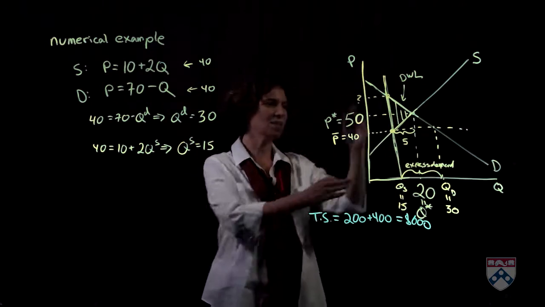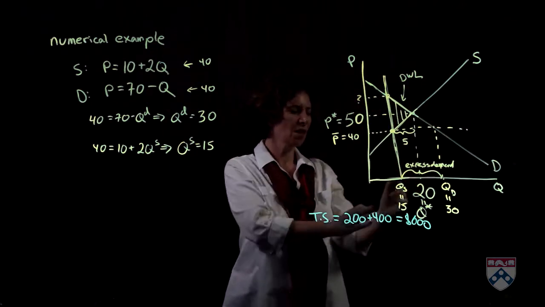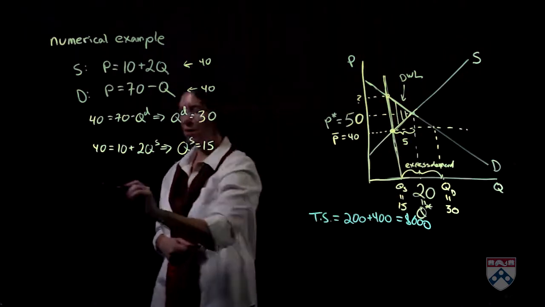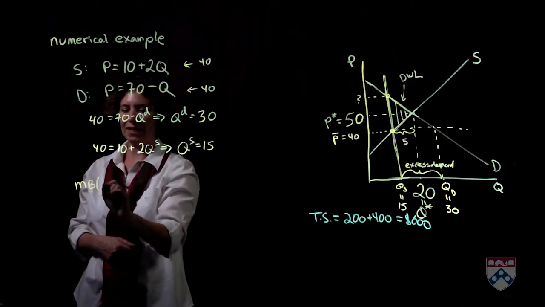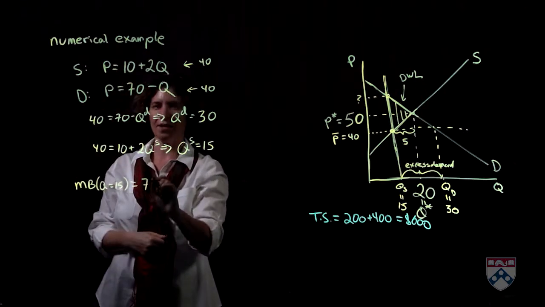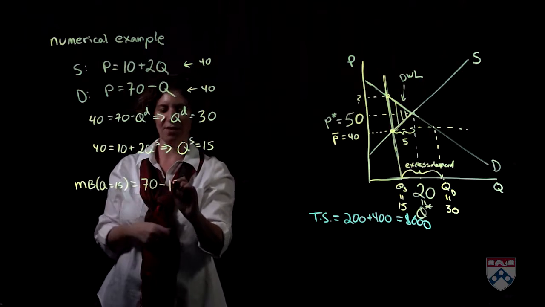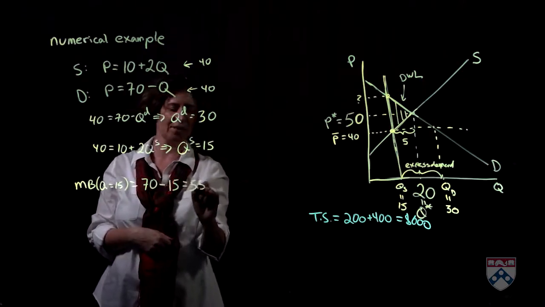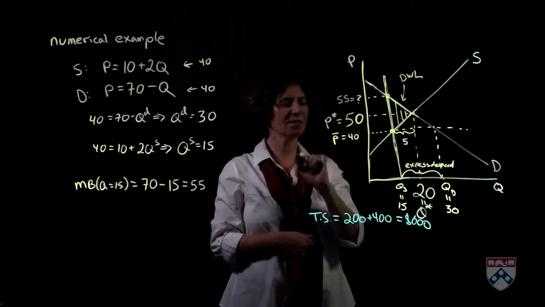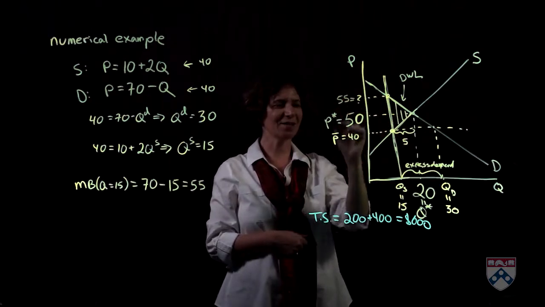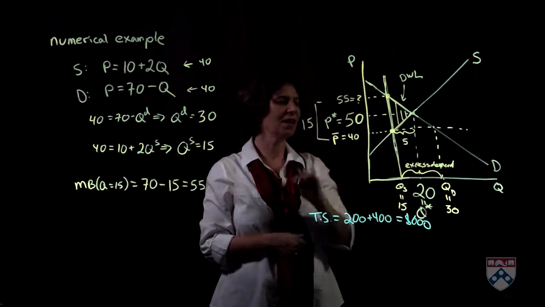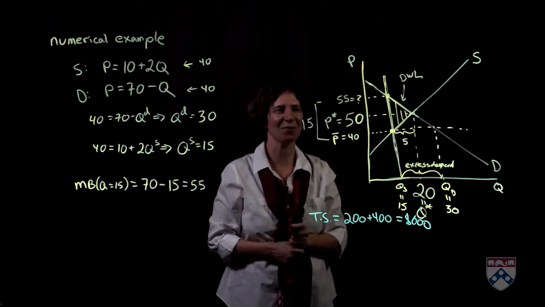The way we do that is by using our equation of the demand curve. We take this quantity of 15 and we plug it into our demand curve. So we get the marginal benefit at a quantity of 15 units is whatever the demand curve tells us, 70 minus the quantity of 15, and we get that the marginal benefit is $55. So this number here is $55. Now we can calculate the height. The height is 55 minus 40, which is equal to 15, and we have everything that we need to calculate deadweight loss.